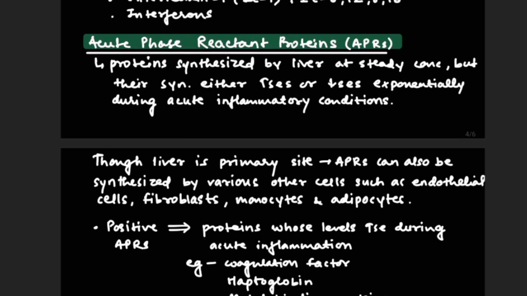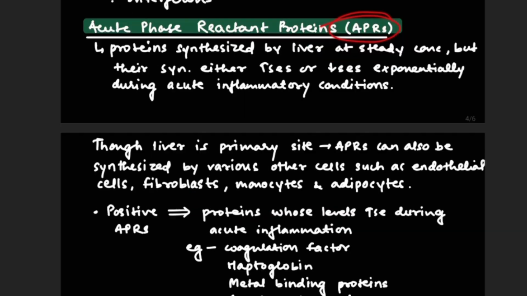Now we are going to see about acute phase reactant proteins, APRs. These are proteins synthesized by the liver at a steady concentration, but their synthesis either increases or decreases exponentially due to acute inflammatory conditions. As we know, liver is the primary site, but they can also be synthesized by endothelial cells, fibroblasts, monocytes and adipocytes. APRs are divided into positive and negative.